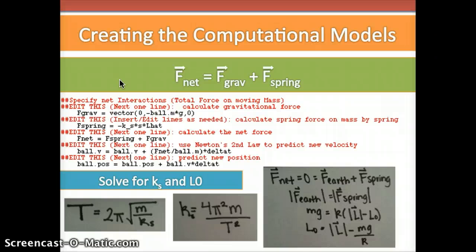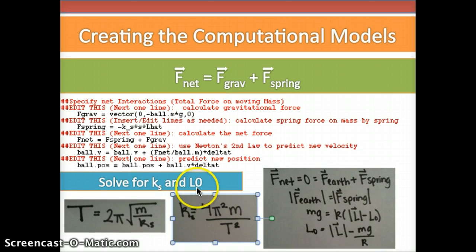To calculate the spring force, it is necessary to know the spring stiffness K, K sub S, and relaxed length L0. The spring stiffness can be calculated using the mass and the period, which can be determined by using the graphs on Tracker. There are two possible values for the period because there are two oscillations, that in the x direction and that in the y direction.